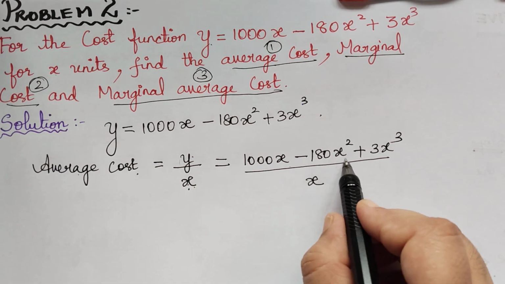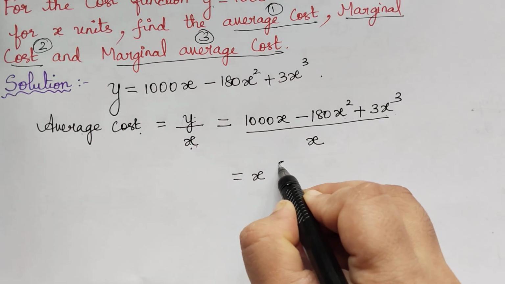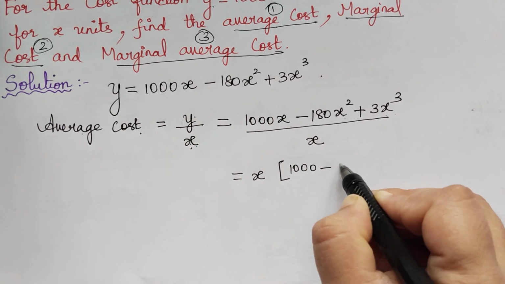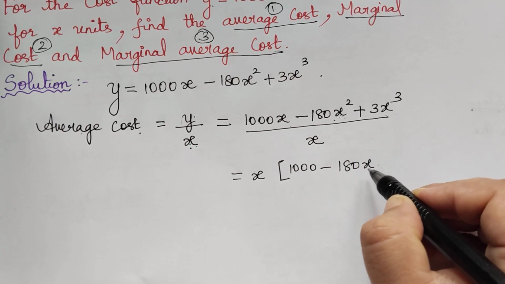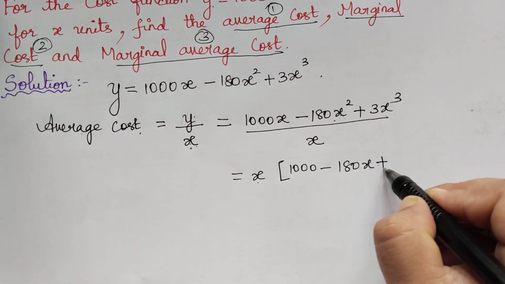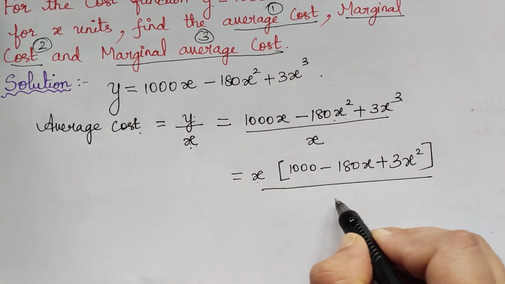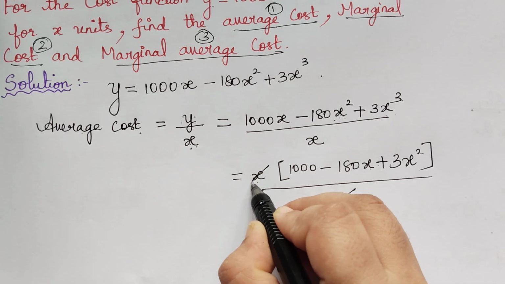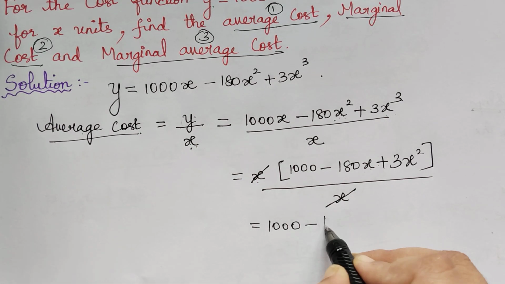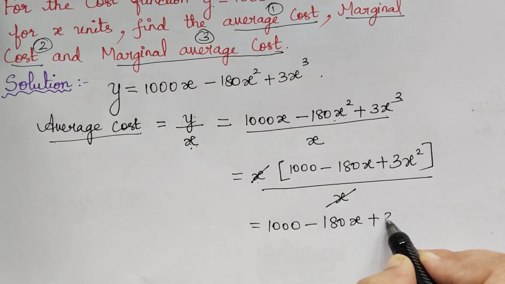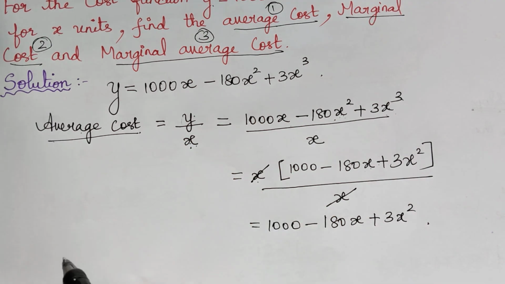Now we see that x is common in all the terms of the numerator. So it can be taken out, and so we will be having 1000 minus 180x, the remaining from x square we have the remaining x since we have taken x in common, plus 3x cube becomes x square, the whole divided by x. Now the x gets cancelled and therefore the average cost is given by 1000 minus 180x plus 3x square. The second question is to find the marginal cost.